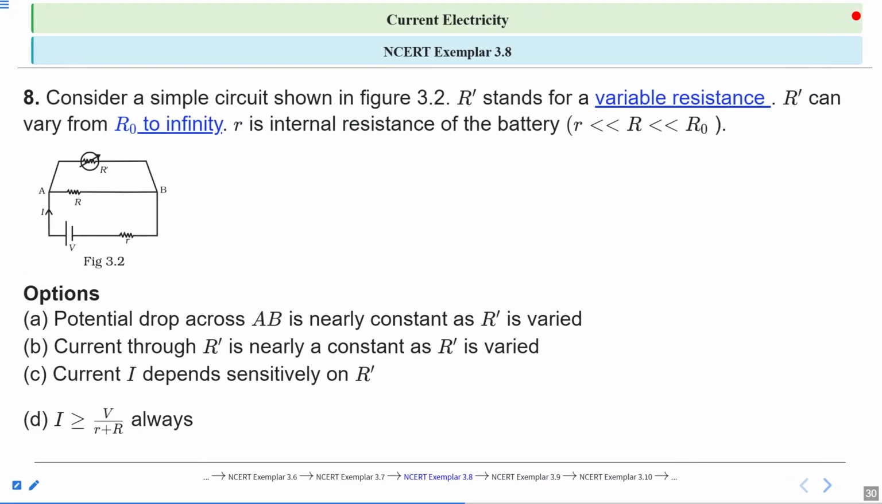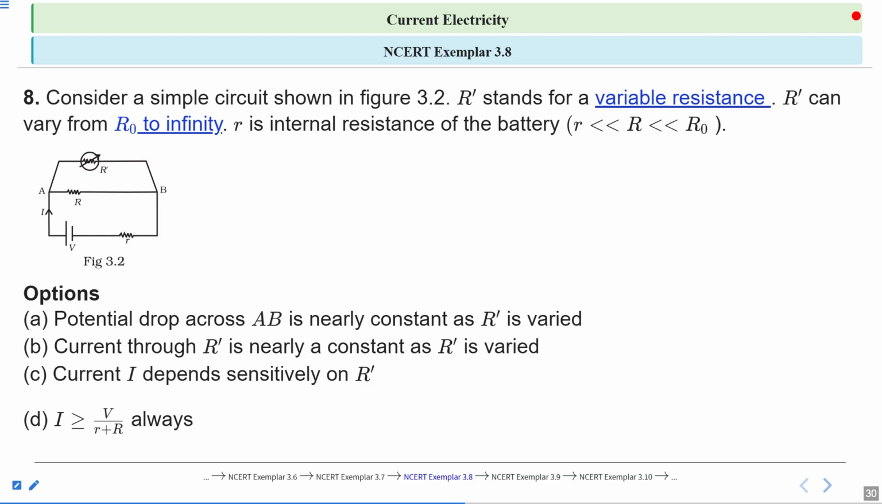So next, exemplar problem 3.8. Consider a simple circuit shown in figure 3.2. R dash represents a variable resistance. R dash can vary from R naught to infinity, where R naught is some reference resistance. And small r is the internal resistance of the battery.